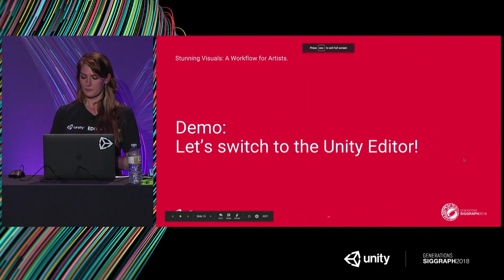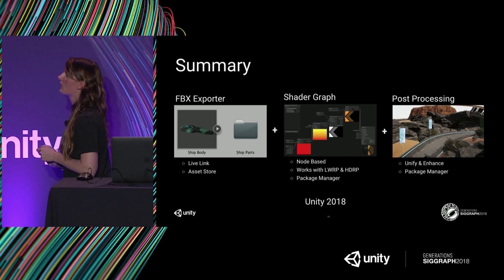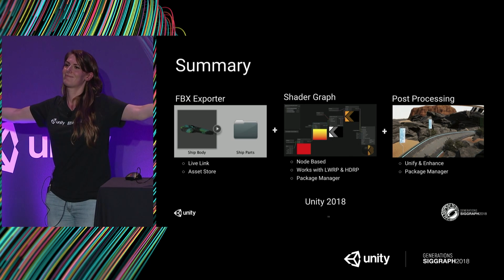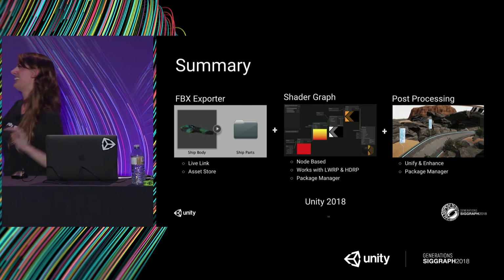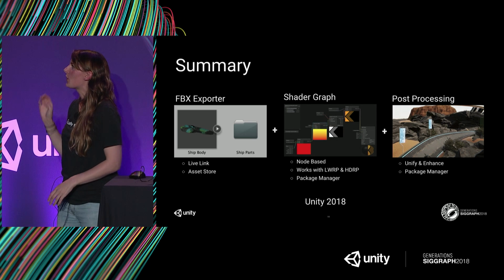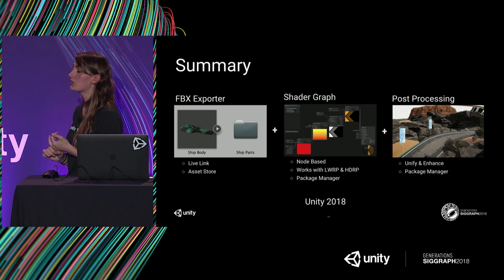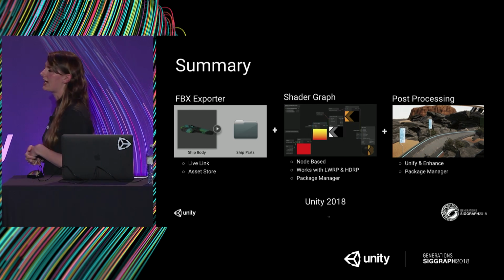So with that in mind, we are at the end of this presentation. Just as a summary, who has heard of FBX Exporter? Yeah, you've all heard of it now. My job here is done. So you can get this from the asset store, totally free, used with your Autodesk products to create a live link between Unity and Max or Maya.